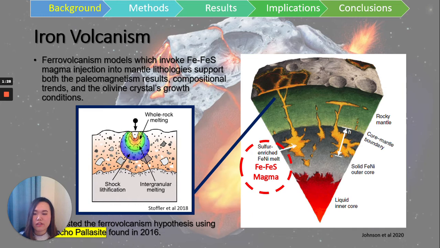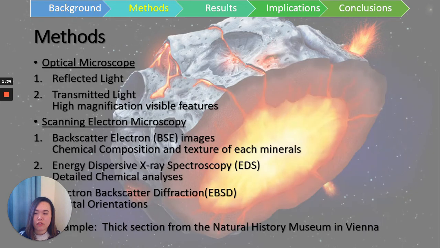I have the newly found pallasite called Sericho for further investigations. Here is how I did the investigations. I used optical microscope images to understand the brief mineralogy, then moved on to scanning electron microscopy to analyze the chemical compositions and orientations of each mineral. All the samples came from the Natural History Museum in Vienna.